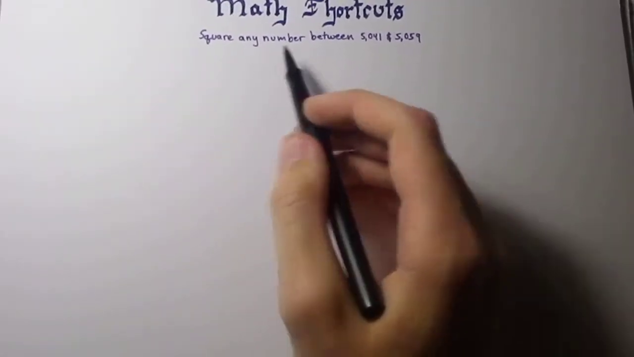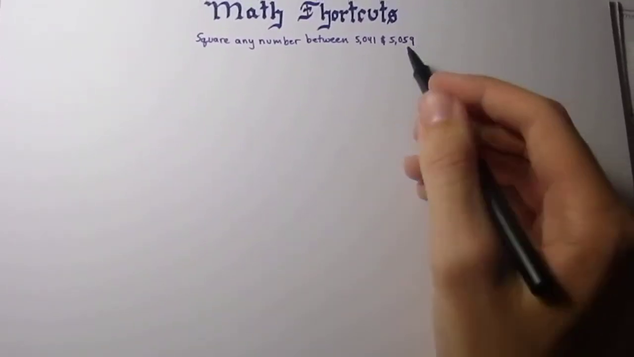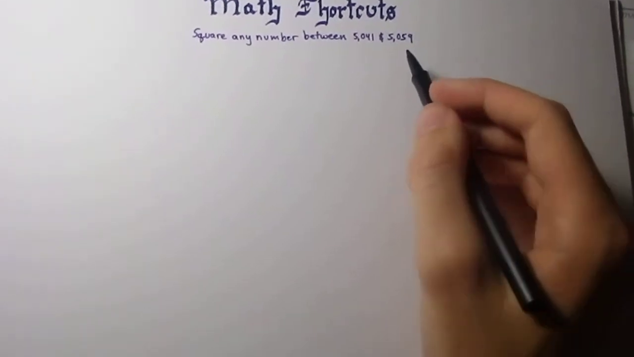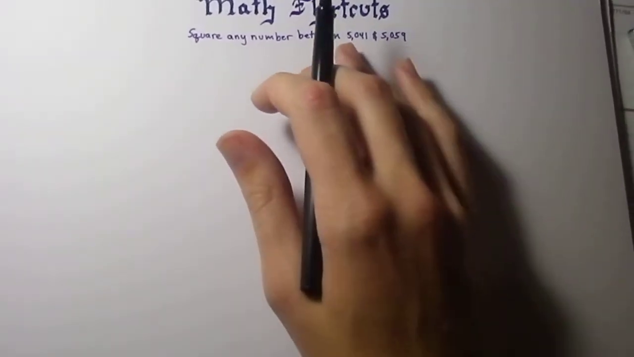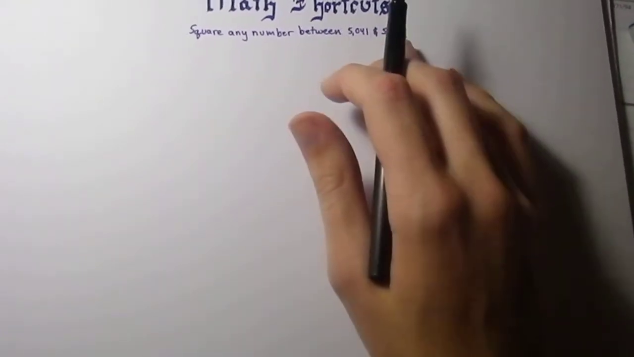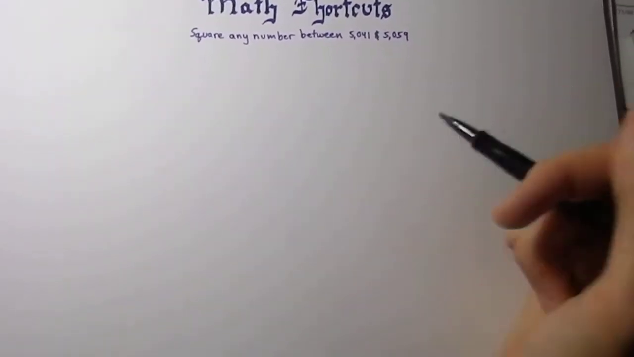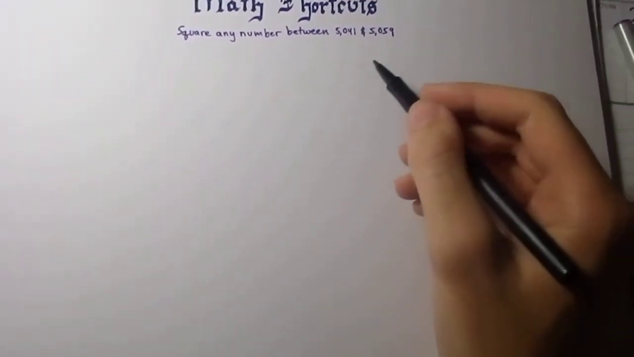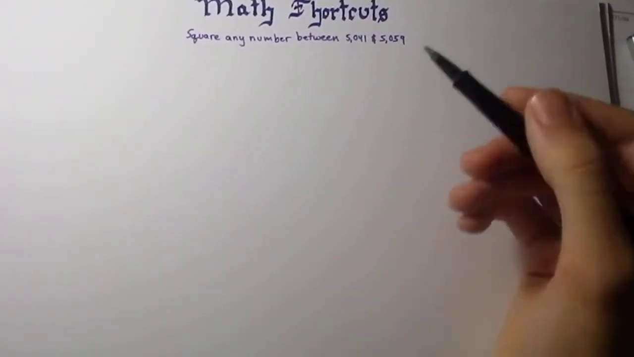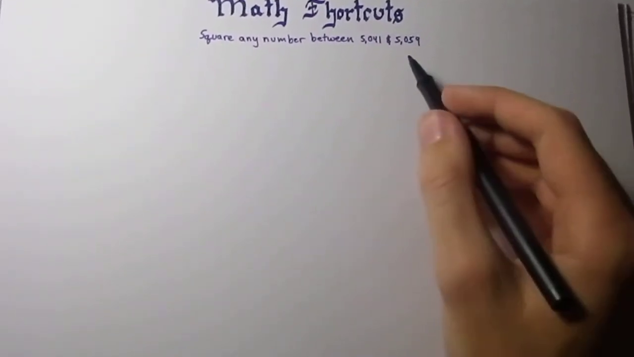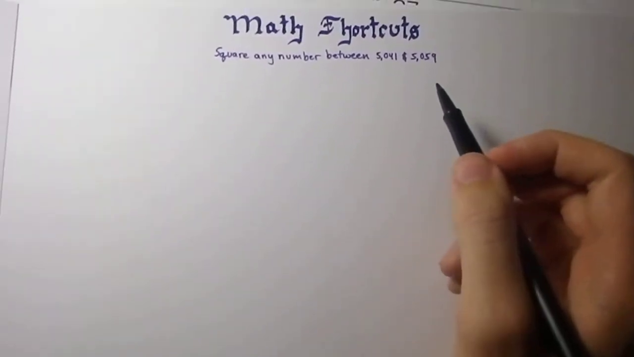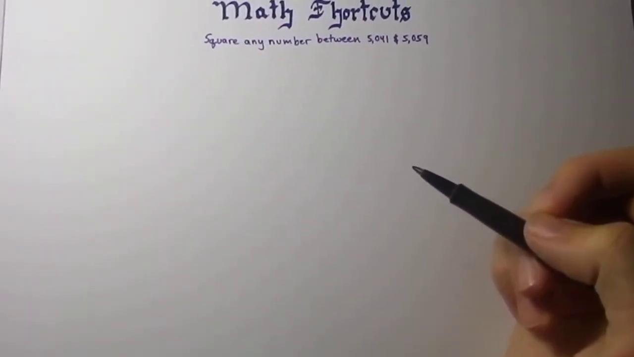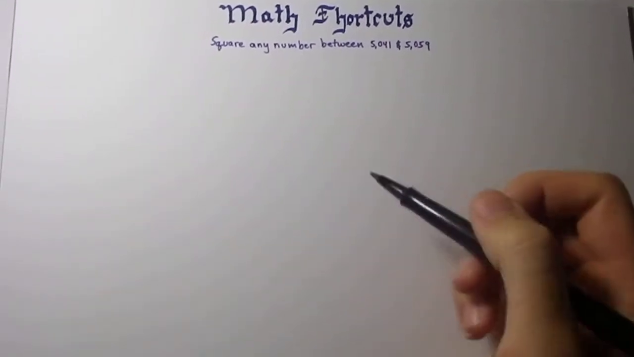So this is to square any number between 5,041 and 5,059. Obviously it's a short range. You could go less than 5,041 or greater than 5,059 if you're able to hold numbers in your head well. So it's still impressive nonetheless. I'm known all over my city and my county as being able to do this.